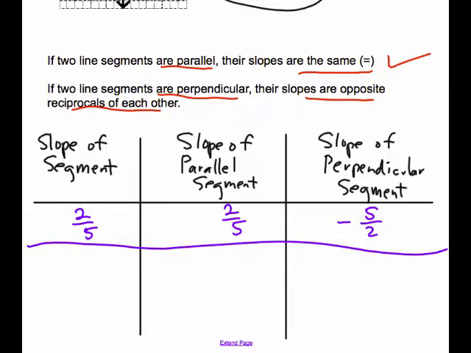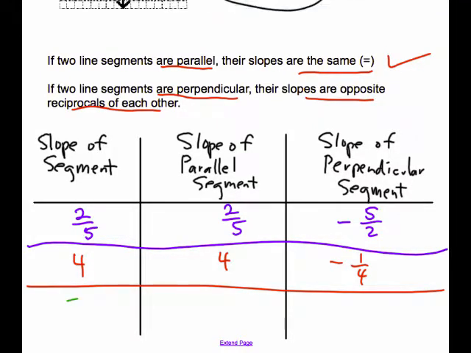If you had a slope of 4 on a given segment, then the parallel segment has the same slope, 4, and the perpendicular segment has the reciprocal of 4, 1/4, made negative. If you had a slope of -3/2, then the parallel segment would have a slope of -3/2, and the perpendicular segment would have a slope of 2/3, switch the sign positive.